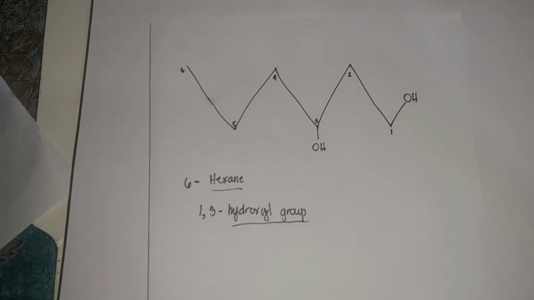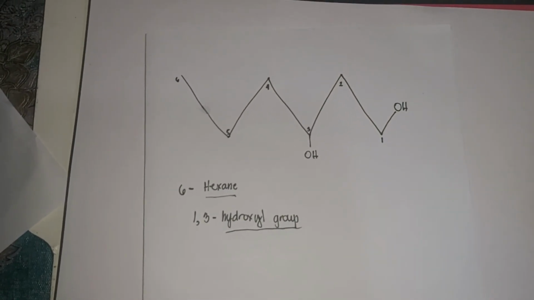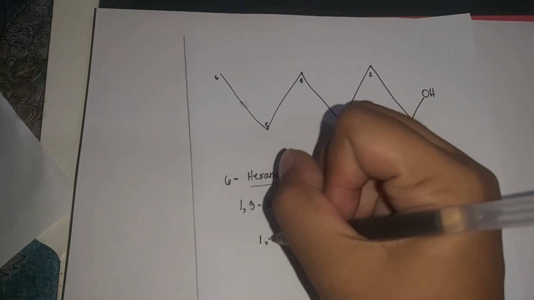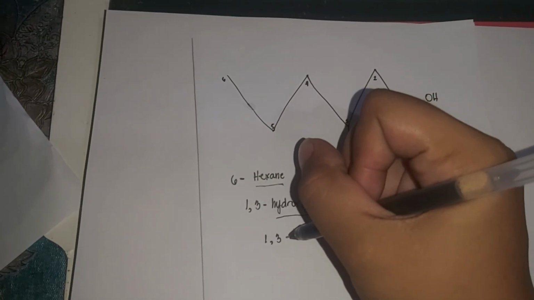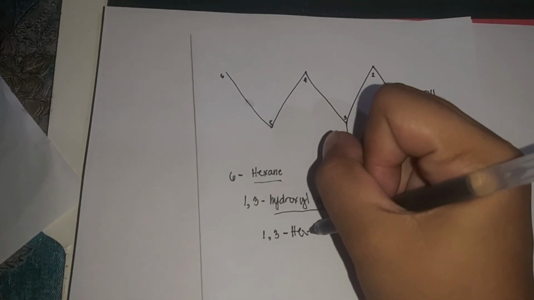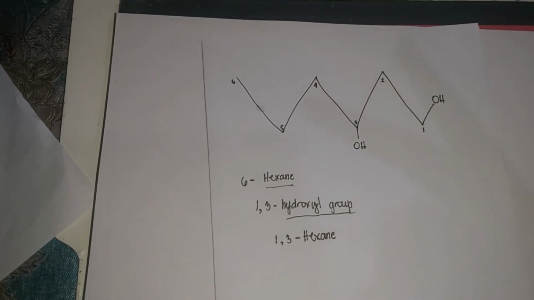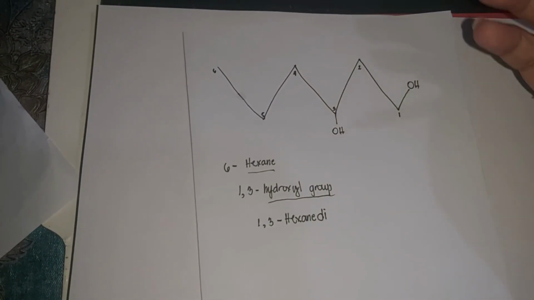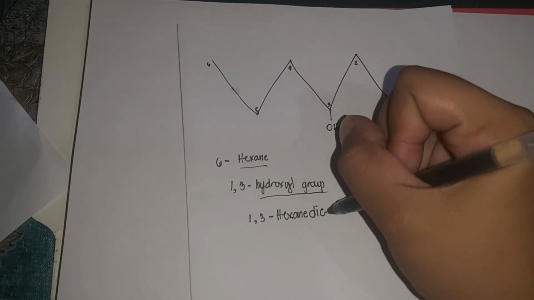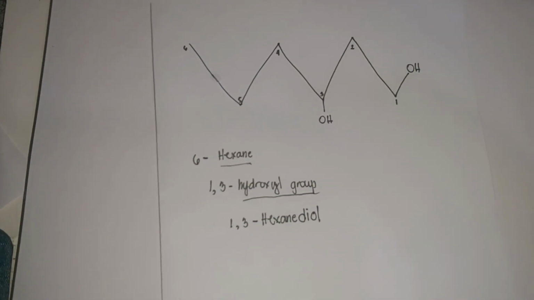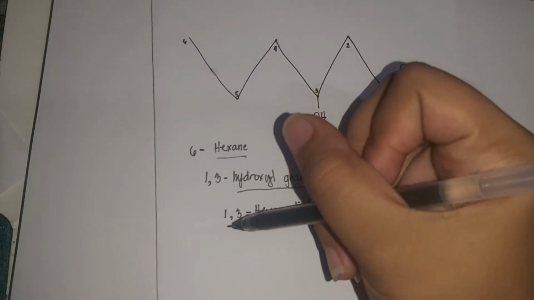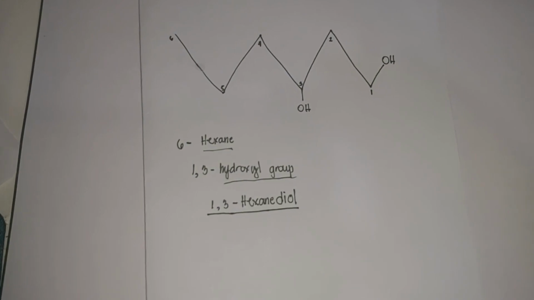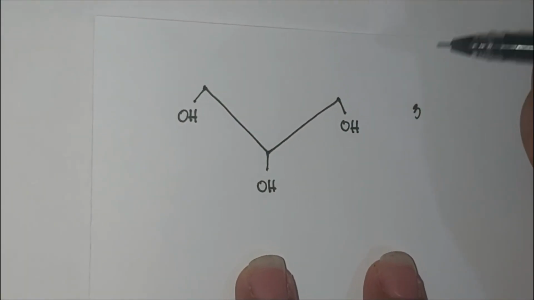Next is to start naming it. First, we have to put the numbers. So 1,3, next is dash hexane. Since we have 2 hydroxyl groups, we put di, and this is an alcohol, so the suffix will end in OL. So the name for this structure is 1,3-hexanediol.